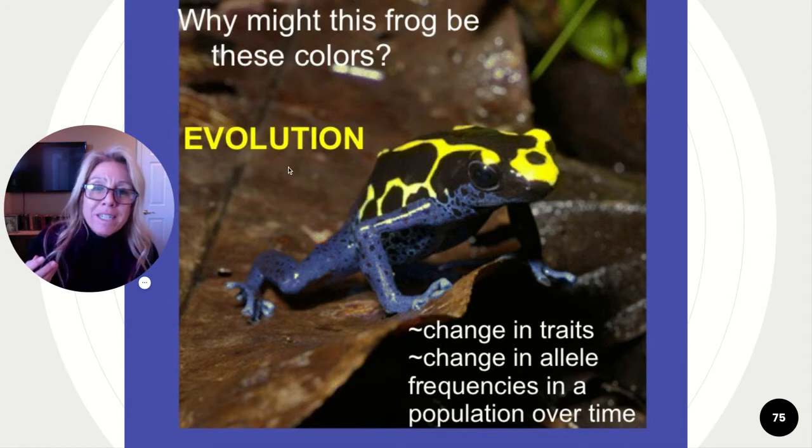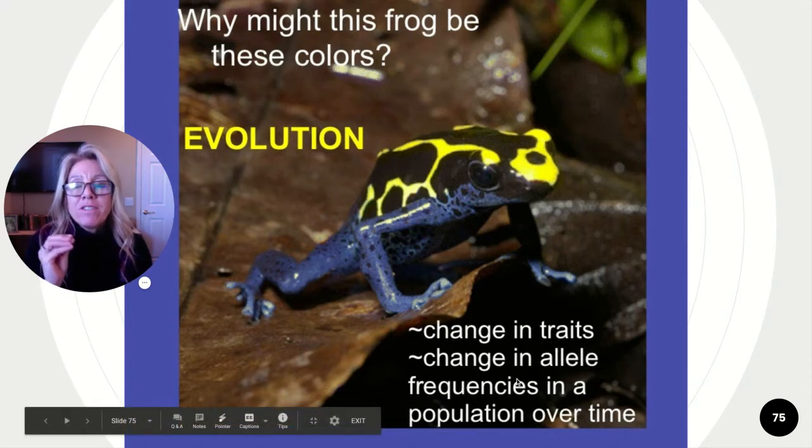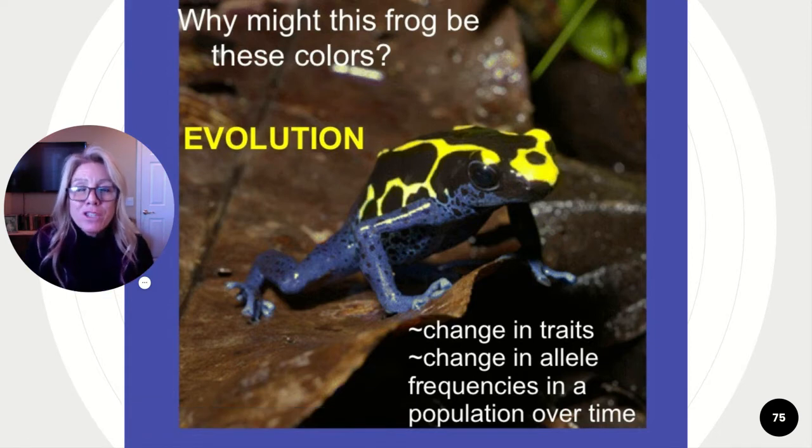So evolution by definition is when you have a change in traits over time, and that has to mean that you have a change in the alleles, the DNA that codes for those traits in a population over a time. A single frog cannot evolve. It would have to be a population.